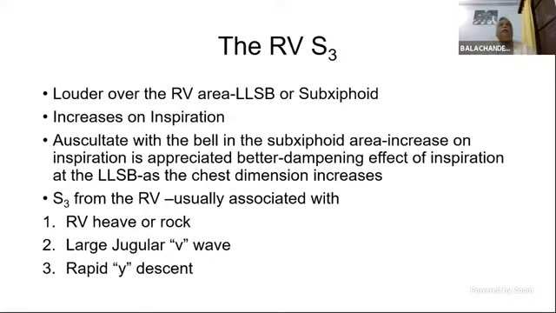Coming to the right ventricular S3, a small point about right ventricular S3. It is louder over the right ventricular area, that is the left lower sternal border or subxiphoid, which is the RV inflow position. It increases with inspiration. So this is a very important thing, because we must auscultate with the bell in the subxiphoid area and show the increase with inspiration. And it's usually associated with an RV heave or rock, a large tall V wave, and a rapid Y descent. All these things have to coincide with an RV S3.